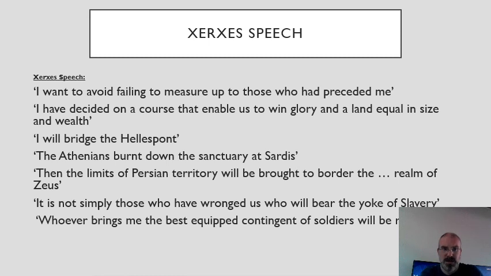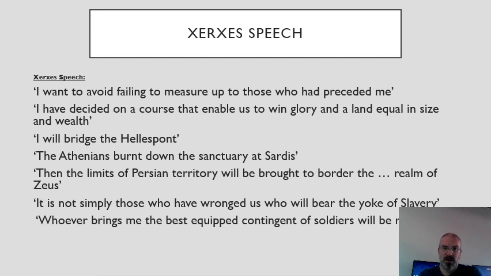So he then goes on to say, I've decided on a course that will enable us to win glory and a land equal in size and wealth. So again, it's difficult to know what's going on here, because Greece is a tiny thumbnail and the Persian Empire is enormous. So the idea that Greece is in any way, shape or form the same size as Persia is so ludicrous. Does it show Xerxes as an idiot, or is Xerxes trying to manipulate his audience by lying and telling them an untruth simply because he just wants to conquer? Either is possible.